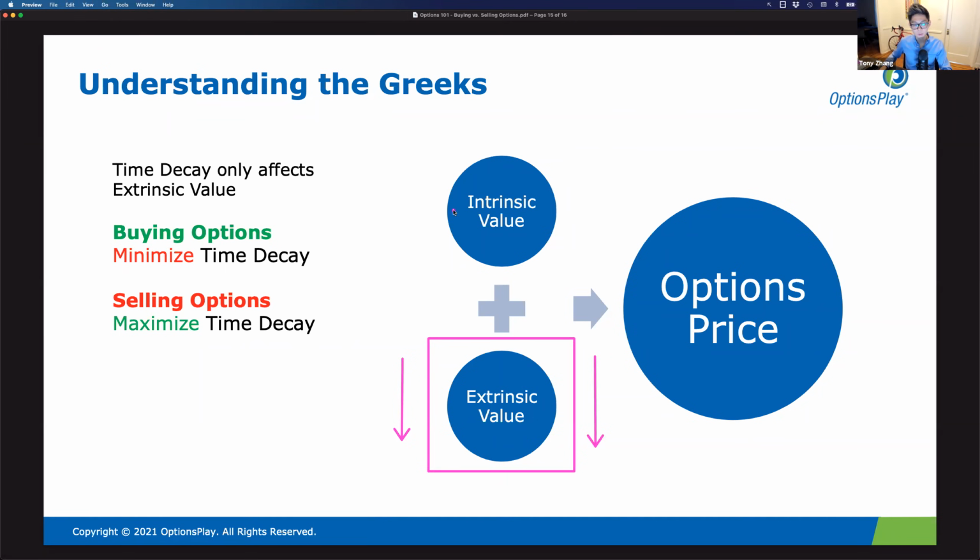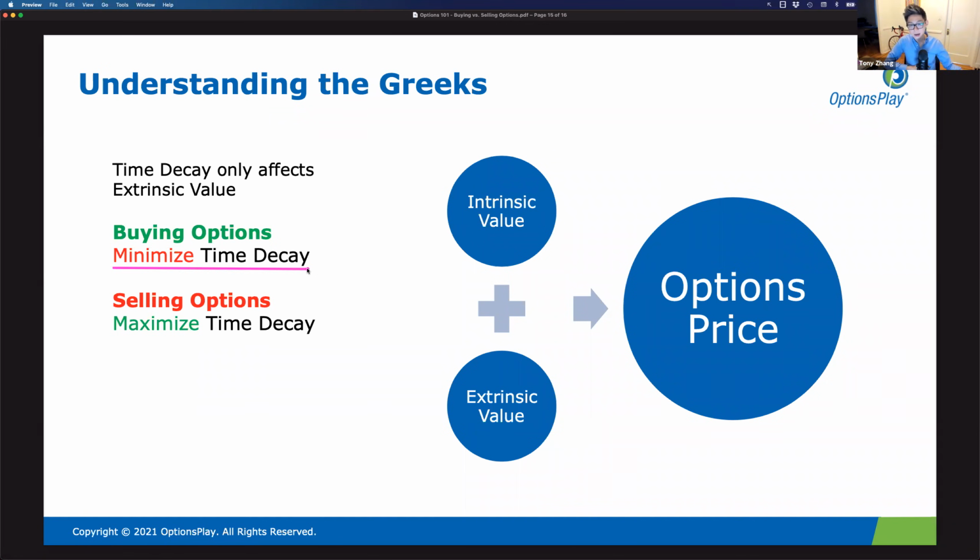Extrinsic value will erode. Intrinsic value will never erode. It will always stay there. So whenever you're buying an out-of-the-money option, that is where you're going to have the most time erosion. When you buy an in-the-money option, that's when you're going to have the least amount of time erosion. So whenever you're buying an option, your goal is to minimize time decay. That's why we buy longer dated in-the-money options whenever we're buying an option. That's to reduce the time decay factor.